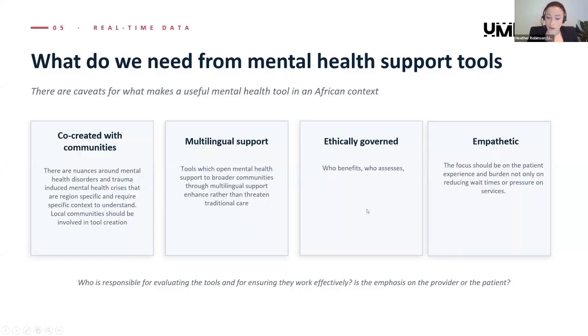It needs to be ethically governed. So who's benefiting from this app? Who's paying for it? Who's setting it? Who's making sure that it's still functioning properly? It needs to be continually evaluated for its use, because of the importance of the conditions that it's supporting. And there needs to be empathy for the patient experience. So it shouldn't all be about reducing waiting times and reducing pressure on services. It should be how do we relieve the suffering of mental health crises?